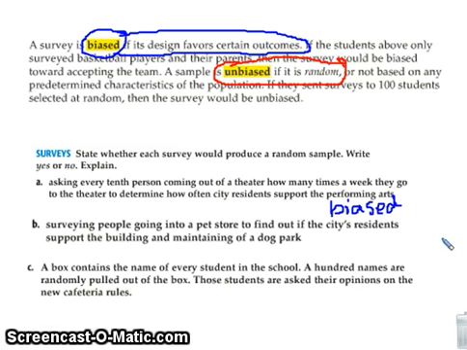Surveying people going into a pet store to find out if the city's residents support the building and maintaining of a dog park. And a box containing the name of every student in the school. 100 names are randomly pulled out of the box, and those students are asked their opinion on new cafeteria rules. That's going to be your best bet.